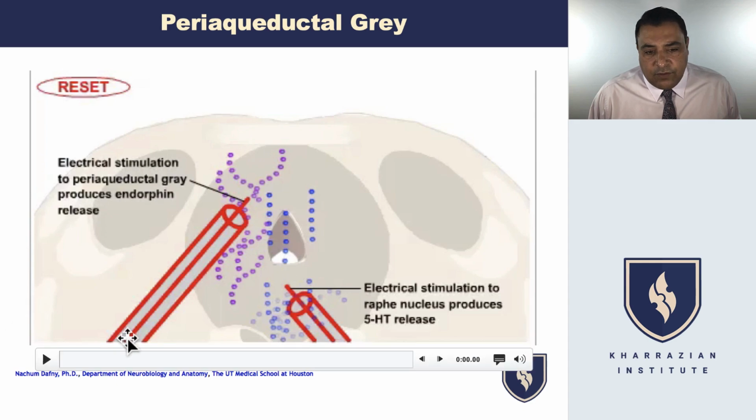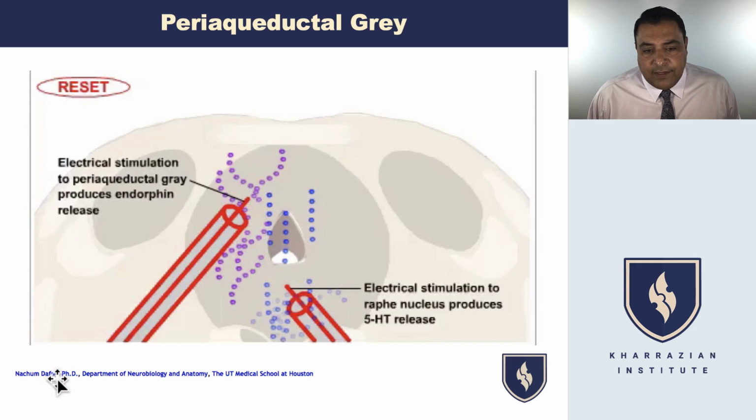So here's an illustration that was done by Dr. Newcomb Daphne at UT Medical School Houston, and they show activation of this periaqueductal gray.